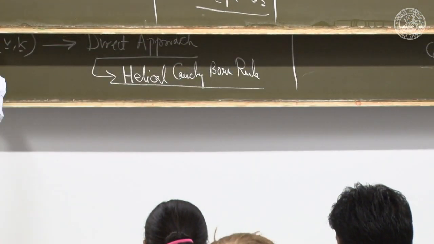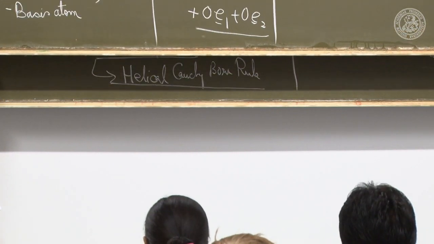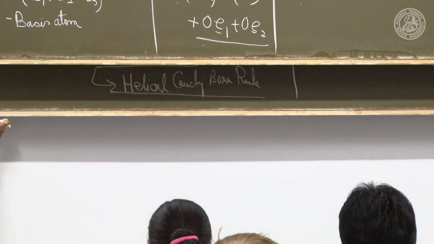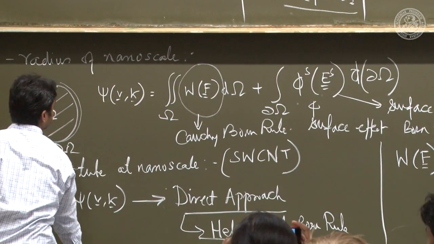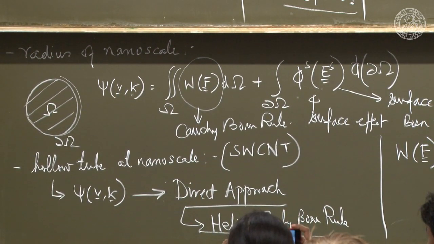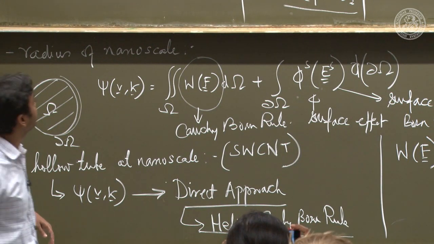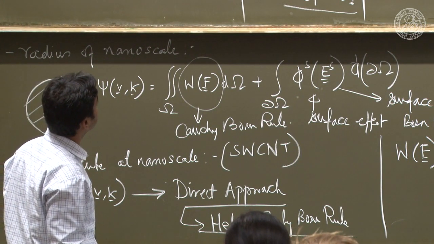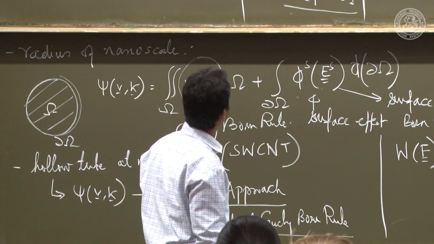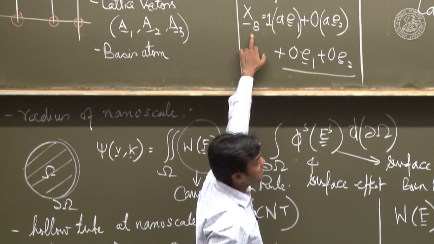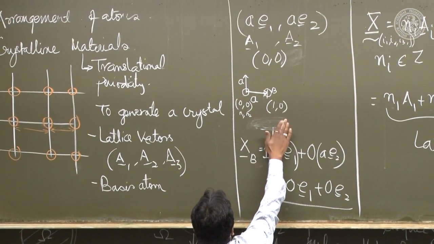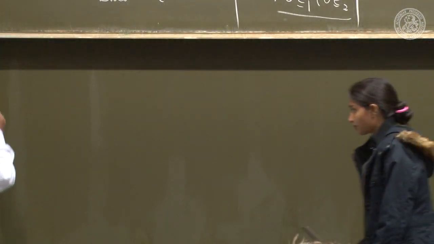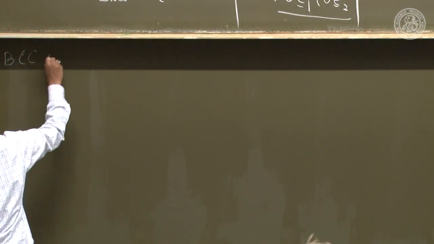So M is the number of atoms? Yes, the lattice, yes. So I'll take another example for that. Is a1 plus x_B, is this expression the right hand side x_B? Oh, a1 plus. This is nothing.